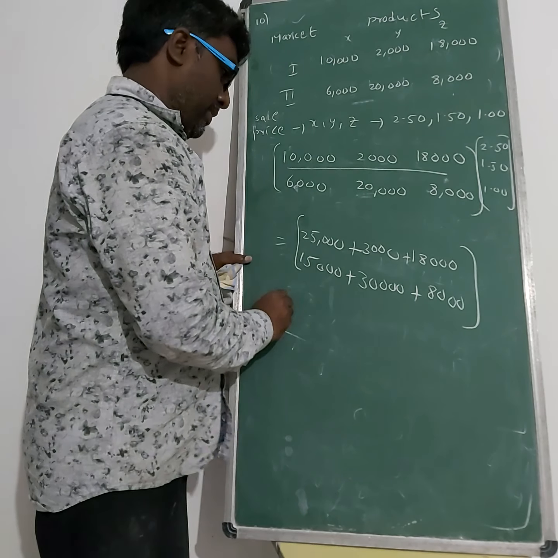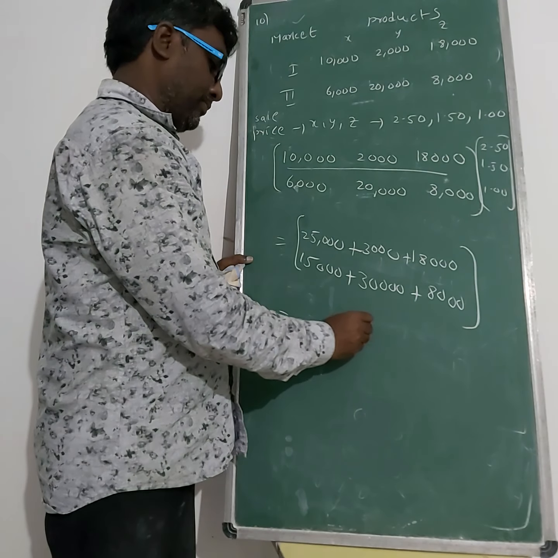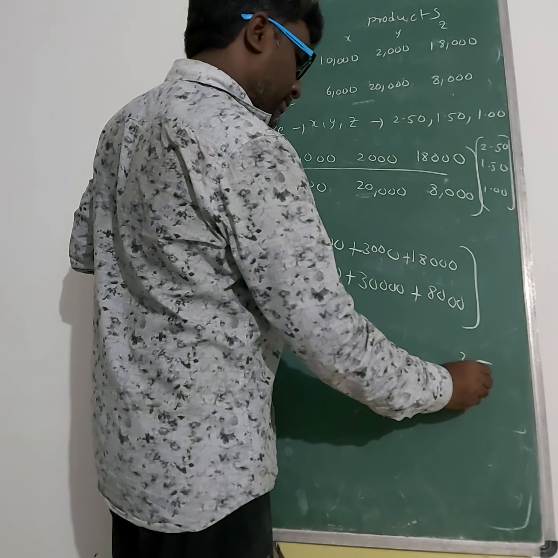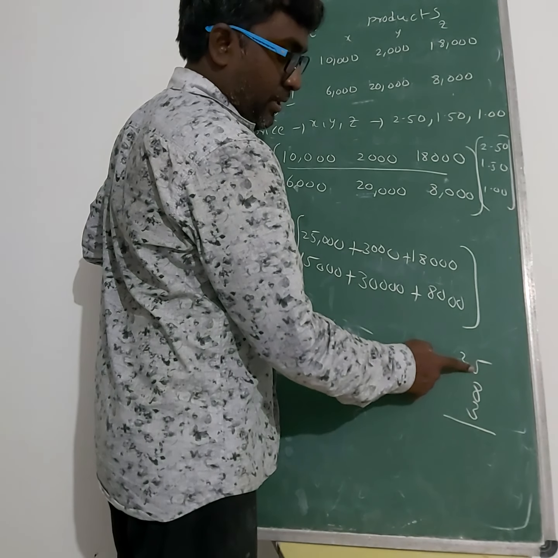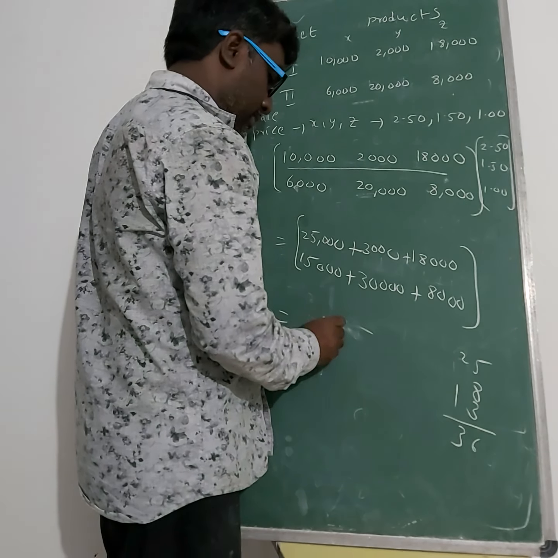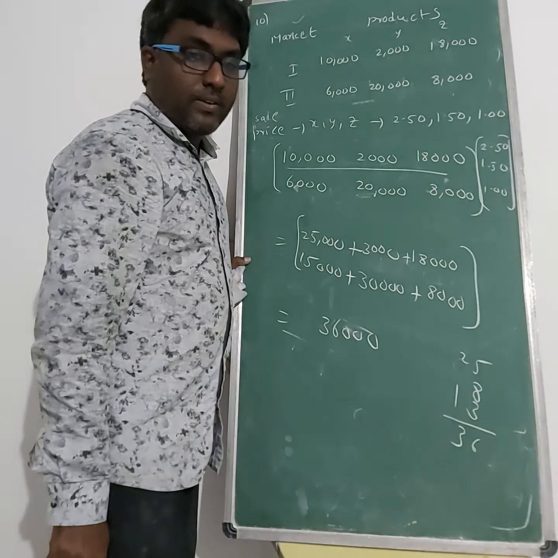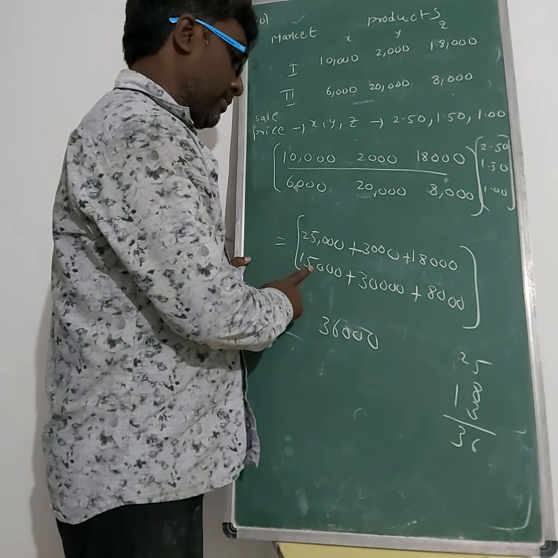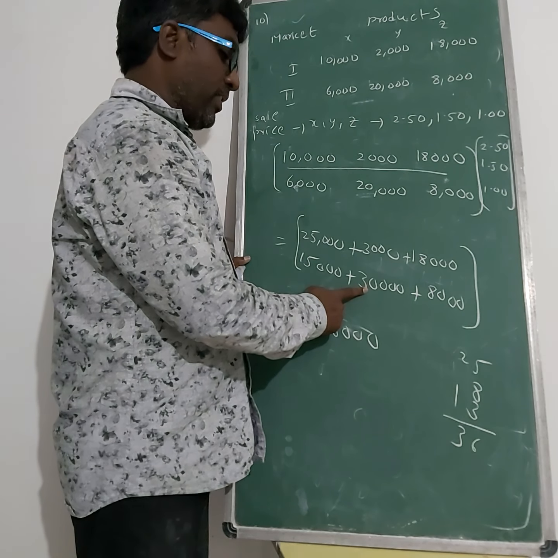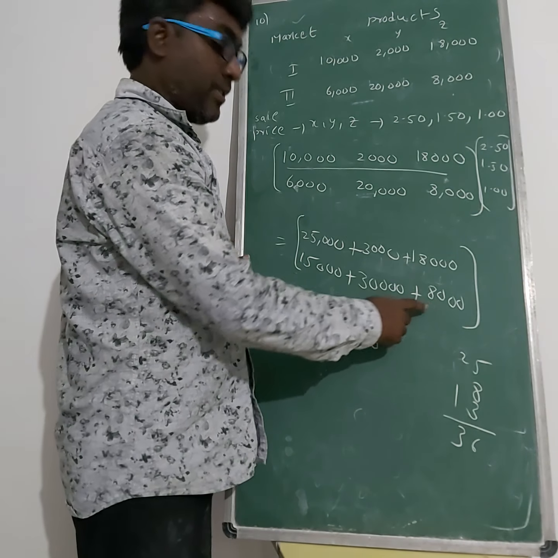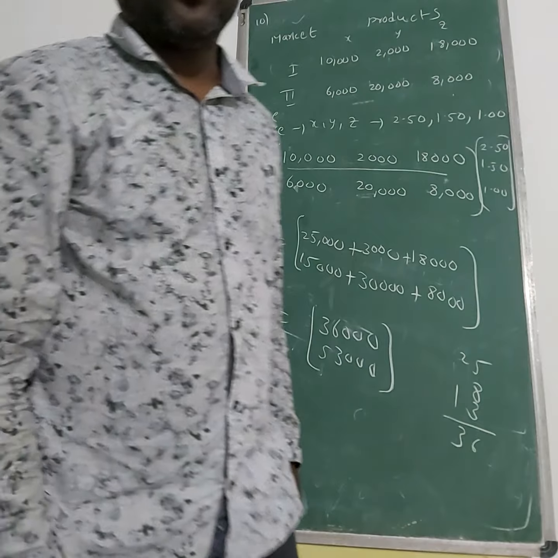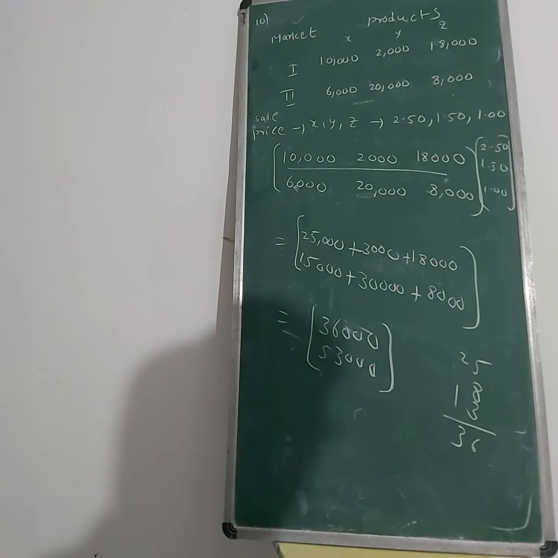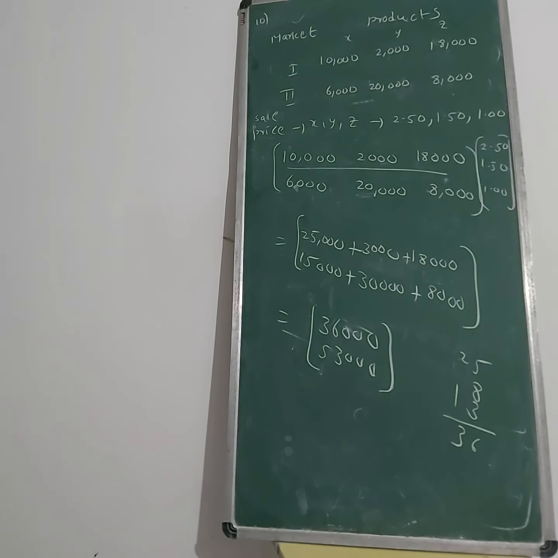So this value will be 25 plus 3 plus 8, so 36,000. In the first market they will get 36,000, and here 15, 30, 45, 45 plus 8, 53. So 53,000 in the second market. This is the way we find it, and the cost price is given in another way that you can try.